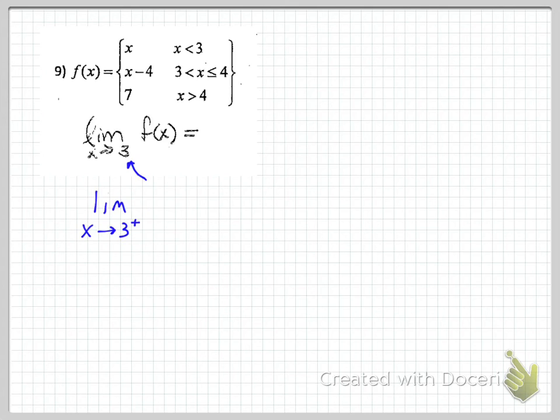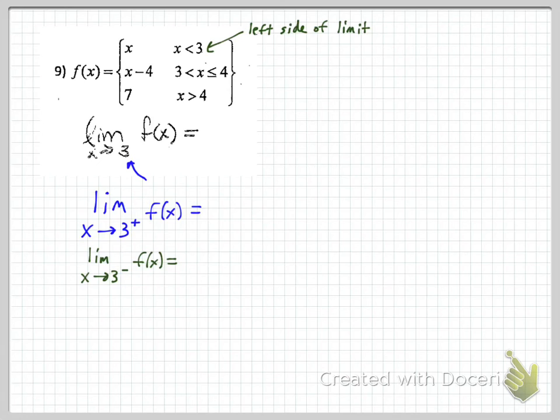So let's write that out. So the function from the right, or from the positive side, and the function from the left, or the negative side. Next thing I need to do is figure out which of these functions is the left and the right side. This first part of the piecewise function says x is less than 3. That means that that's going to be the left side of the limit.